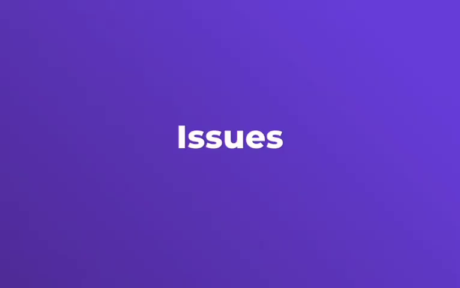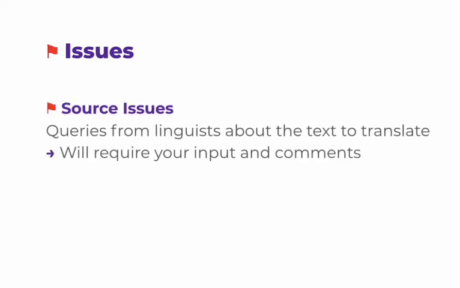Once there are some translation jobs in progress, the linguist working on your content might want to reach out if they have any questions or feedback. In Smartling, the Issues feature allows your linguists to communicate directly with you or with each other without having to leave the translation platform. We distinguish between two types of issues. Source issues allow your linguists to ask you questions about the text to translate. These queries typically require your input and clarifications.